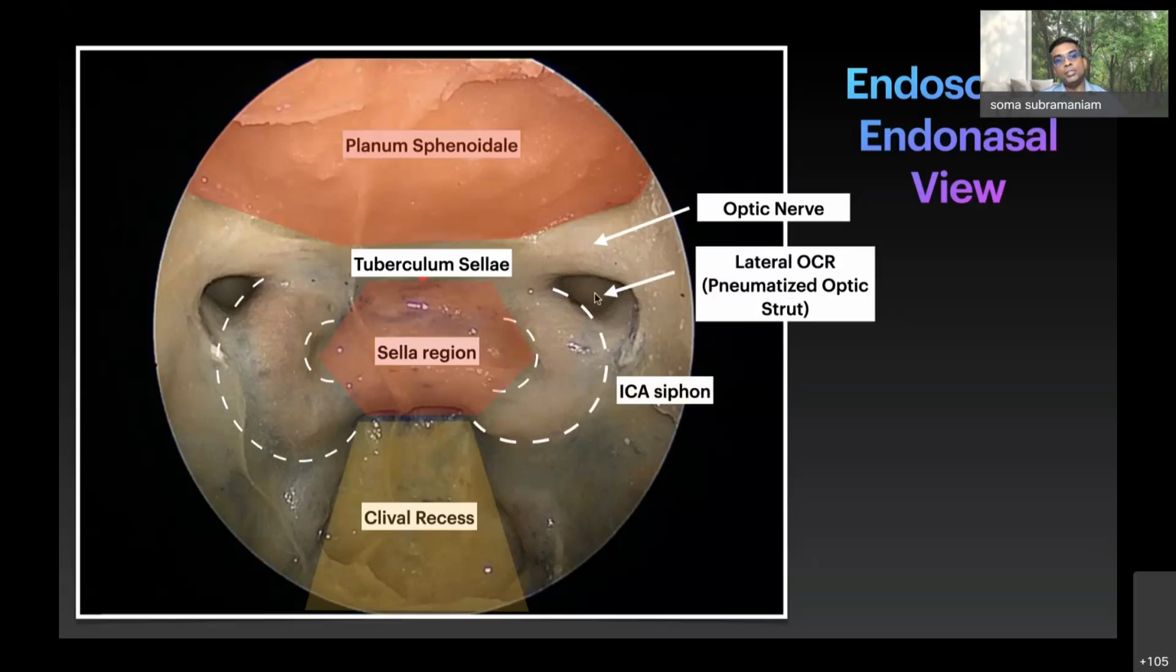So what exactly is the optic strut? The optic strut is this piece of bone that separates, or rather connects, the anterior clinoid process to the body of the sphenoid. And it actually forms the floor of the optic nerve or the optic canal.